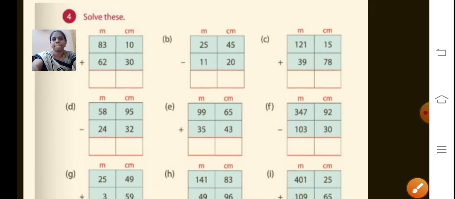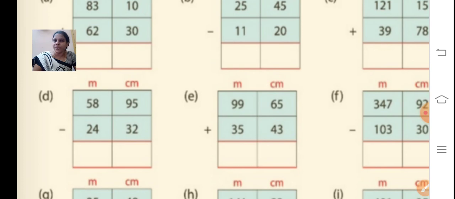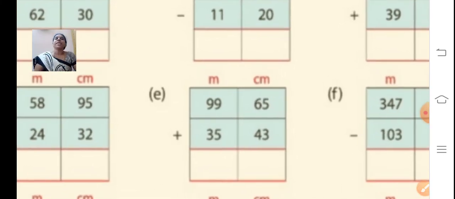Next, D sum. Next we'll do the D sum now. So we are going to subtract 58 meter 95 centimeter. D sum you will do as homework. Yes, D sum you do as homework. E sum we will do now. E sum: 99 meter 65 centimeter and 35 meter 43 centimeter. We are going to add these.